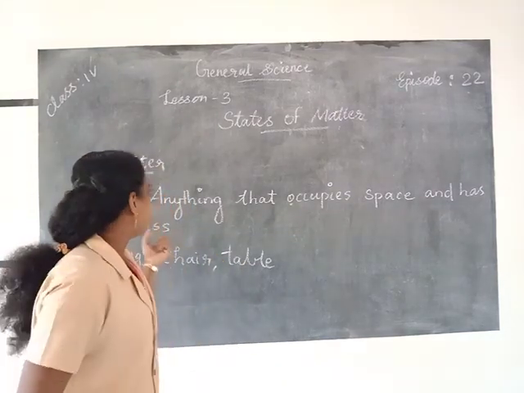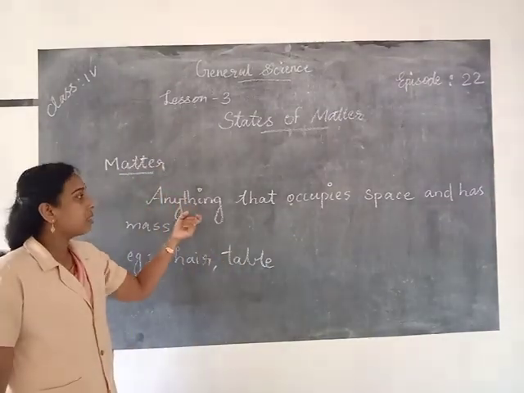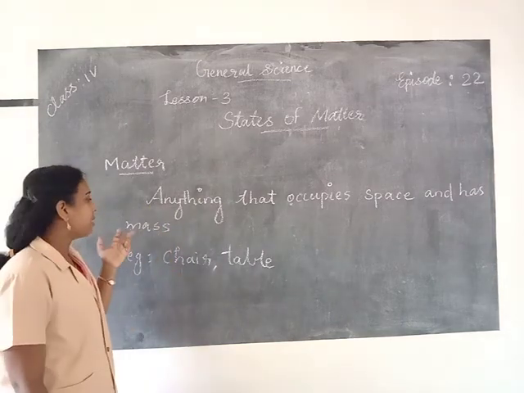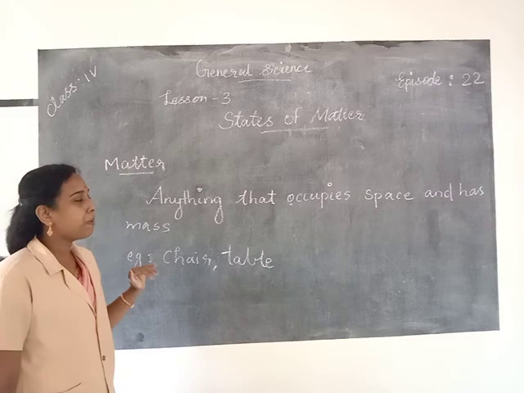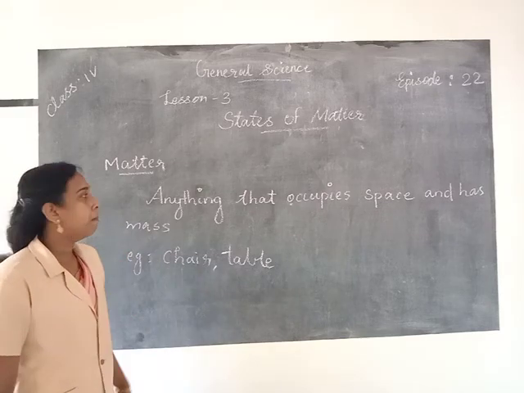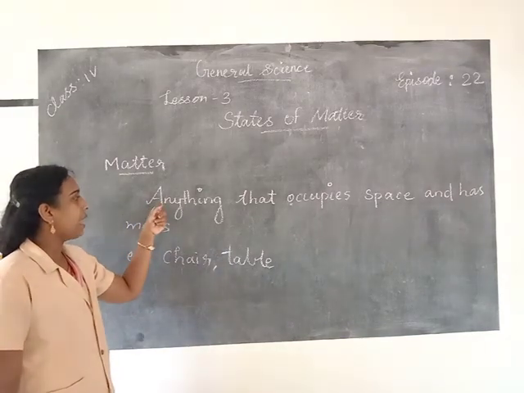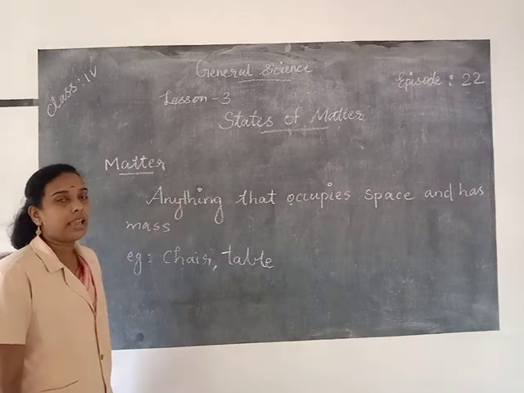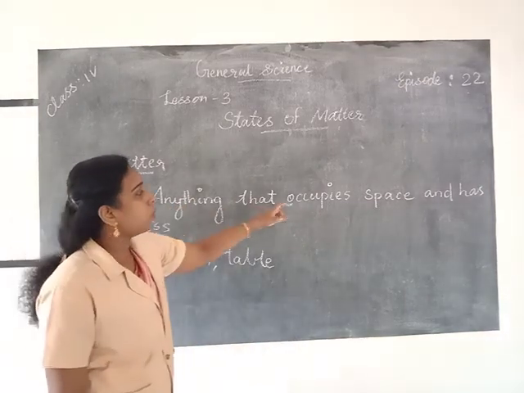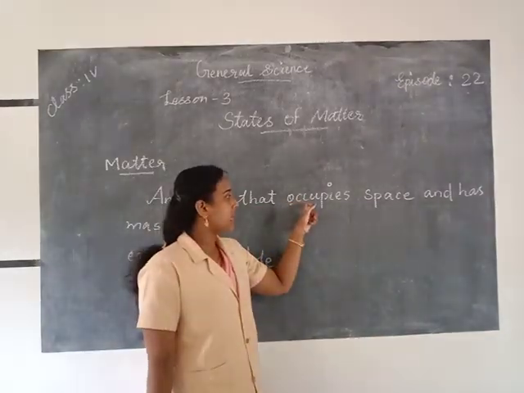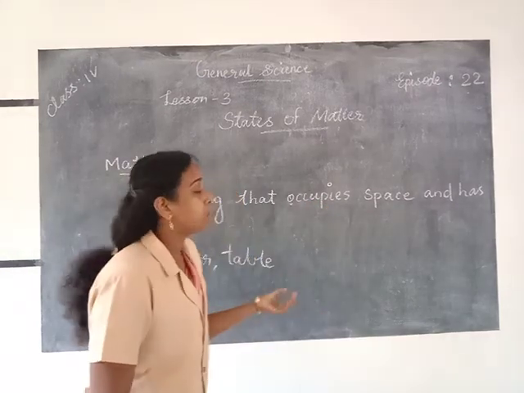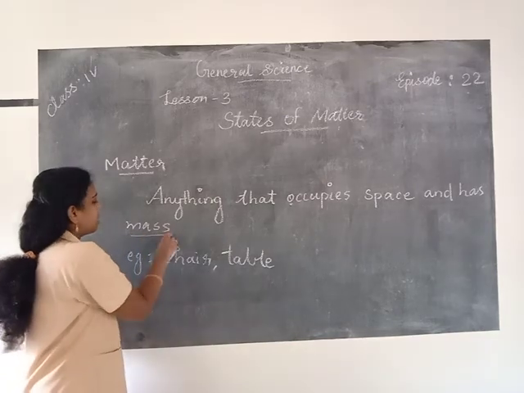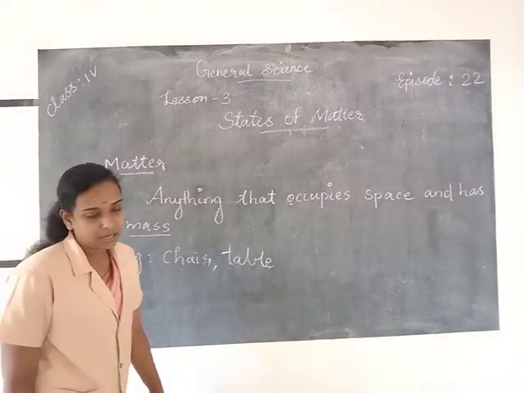Okay. So matter means anything that occupies space and has mass. Anything that occupies space and has mass is called matter. So anything, A-N-Y-T-H-I-N-G, that occupies, O-C-C-U-P-I-E-S, space and has mass, is called matter.